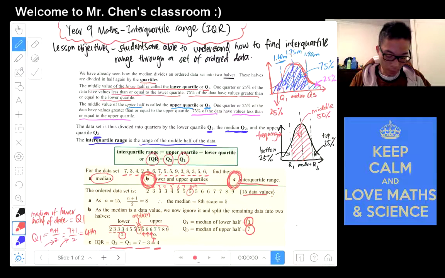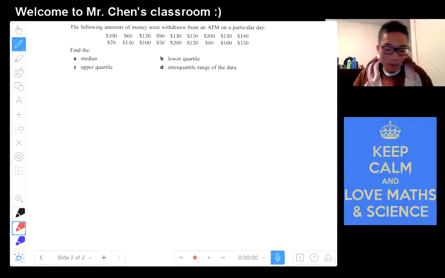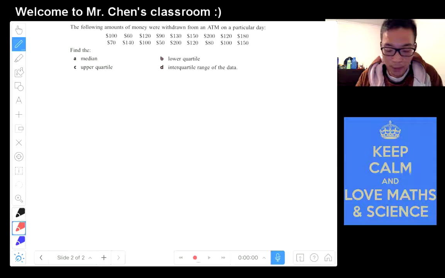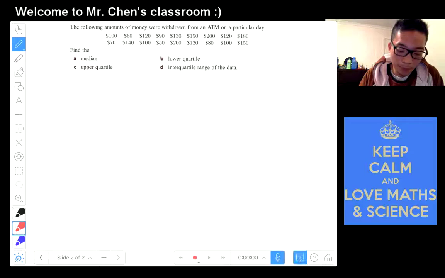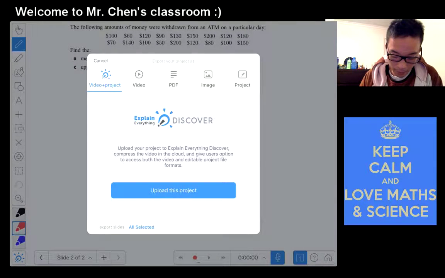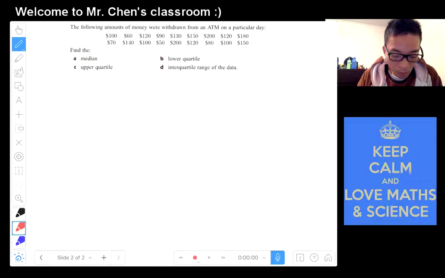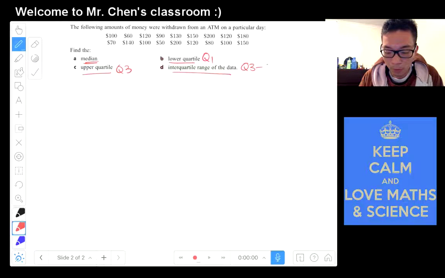I'm going to show you one more example here. The following amounts of money were withdrawn from an ATM on a particular day. So that much money has been withdrawn. You need to find the median, the lower quartile, which is your Q1, the upper quartile Q3, and the interquartile range, which is Q3 minus Q1.